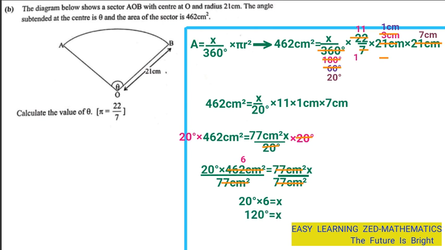Okay, so that was the answer, or that was the value of theta. So in the diagram on the shape there, we can put 120 degrees as the value of theta. Okay, now let's go to question number 11.